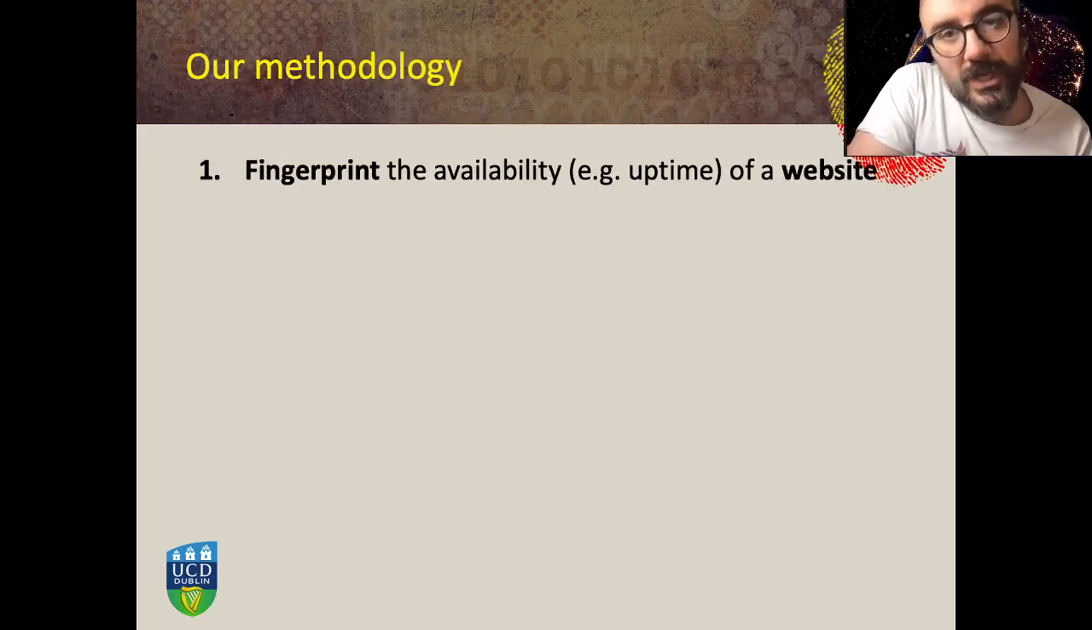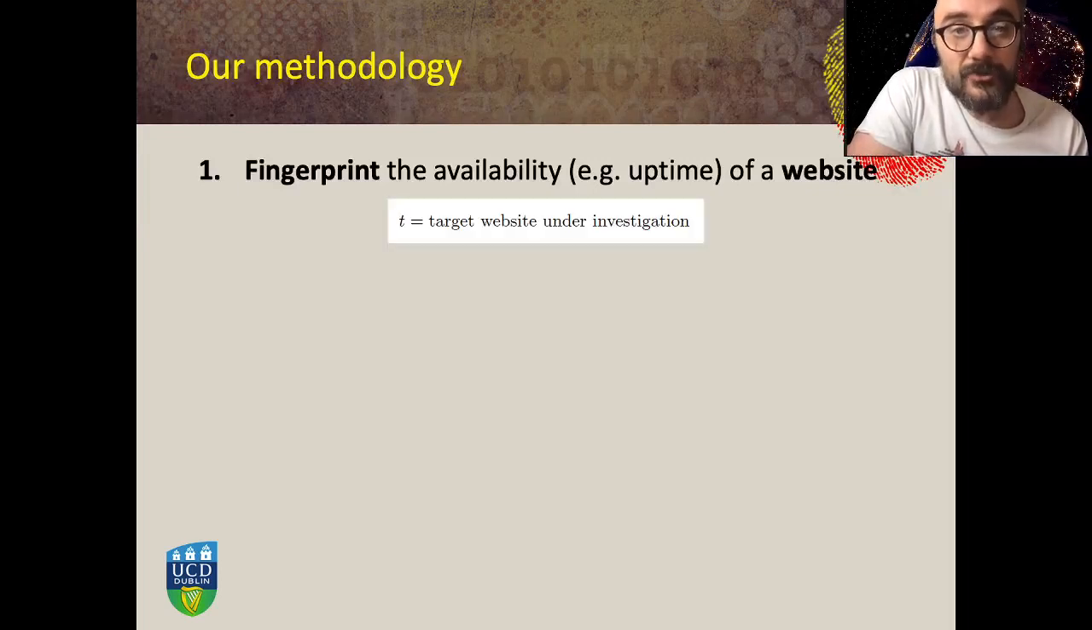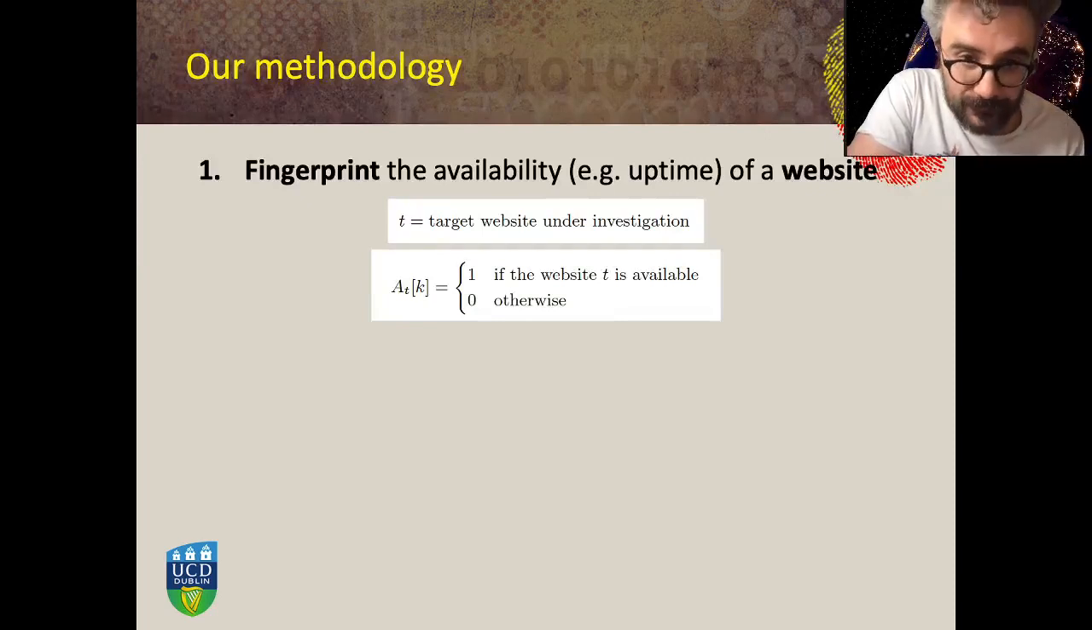So we came up with the idea, so what if we can measure the fingerprint of the availability of a website? So what if we can measure, for example, at regular intervals, if a website under investigation is available or not? And we represent this as a binary vector where at intervals k, the availability can be either 0 or 1. 1 if the website T is available at the interval k, 0 if it is not.